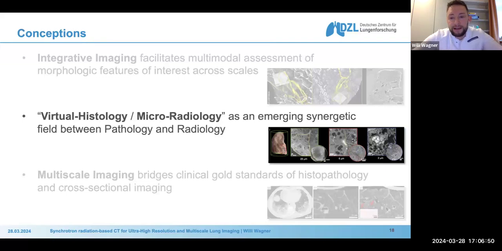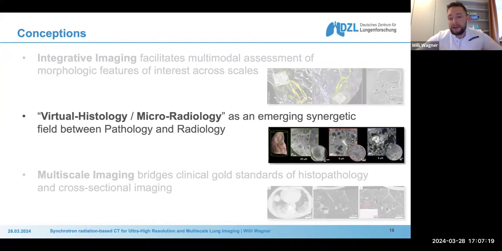Let's move to a higher scale, and I have to look a little bit on time. I have told you now what integrative imaging means to us and how we think it will enrich our understanding about lung disease by integrating different modalities into the same image or readout. And virtual histology basically goes hand in hand with it.